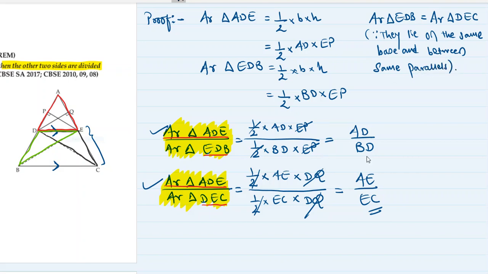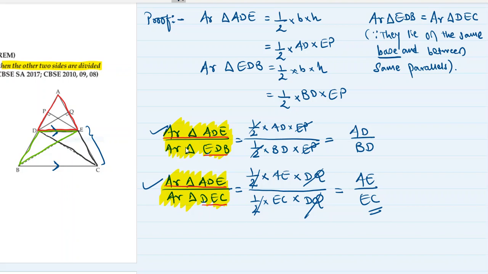Since they lie on the same base and between the same parallels, triangle EDB and triangle EDC both lie on the same base. Which is their same base? DE. And between which two parallels do the green and the black triangle lie? Between DE and BC, right? That's why their areas are equal. The areas of two triangles are equal if they lie on the same base and between the same parallels. Do you remember this theorem from class 9? So you must agree that the areas of these two denominators are also the same. The numerator is the same triangle, so their areas have to be the same.